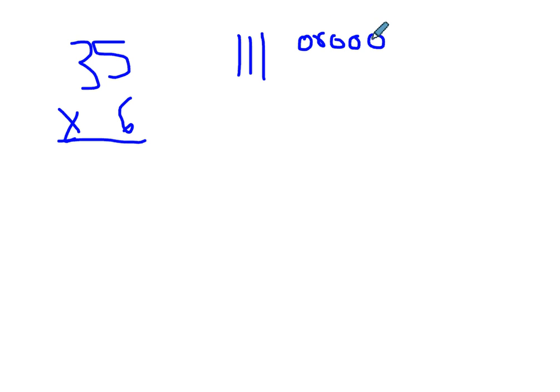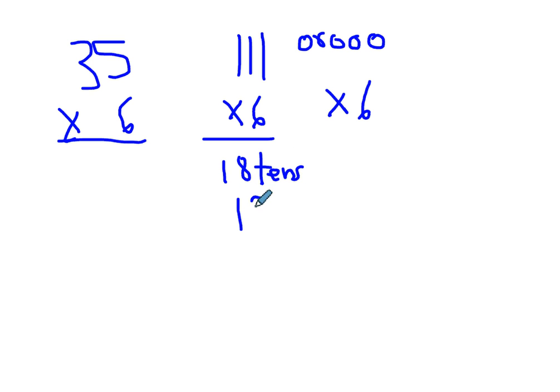That's 35, and I need to repeat that 6 times, right? So my answer is going to be 30 times 6, or 3 tens times 6, is going to be 18 tens, or 180. On this side, I have 5 times 6, that's 30. And then you can put it together to figure out your answer, 210.